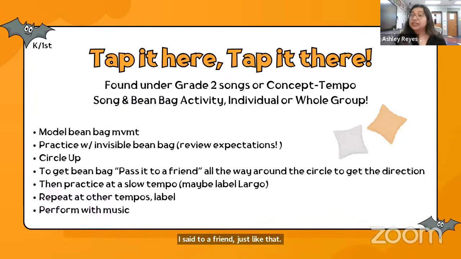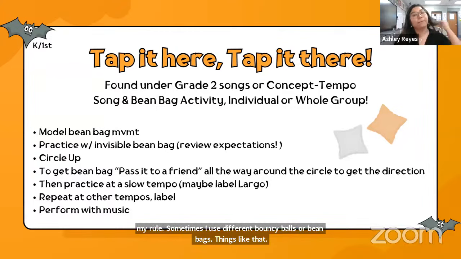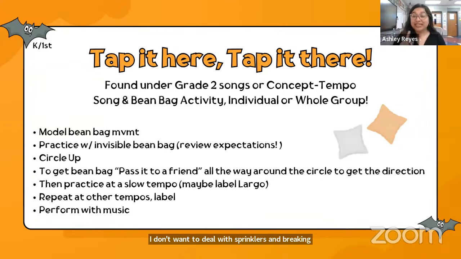So after they've done it with their invisible beanbags, of course, we review expectations in my room. If it touches the ceiling, it's game over. That's just my rule. Sometimes I use different bouncy balls or beanbags, things like that. I don't want to deal with sprinklers and breaking speakers, anything like that. So in my room, if it touches the ceiling, it's game over. So I go over the rules, and then I'll have them circle up.